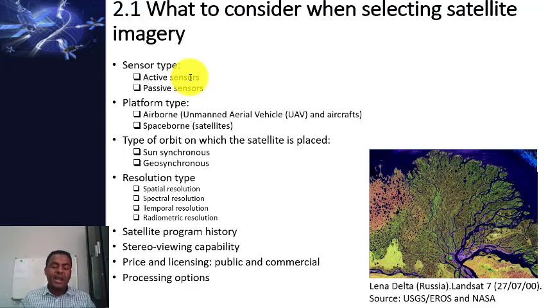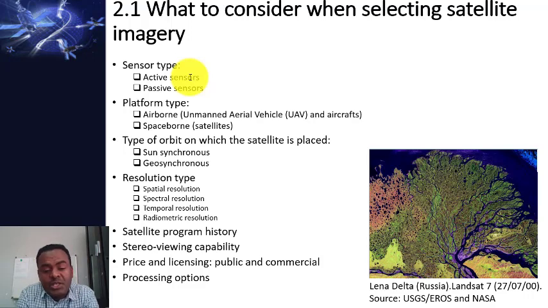Okay. Another issue is price and licensing. You may obtain a very good quality satellite imagery, but you might end up buying those satellite imagery with a significant cost. So price and licensing matter sometimes. There are some satellites which are available publicly, free of charge, and there are some satellites which are very commercial. So for developing countries, most satellite imageries are not affordable to researchers. So this is another issue that we need to take into account.